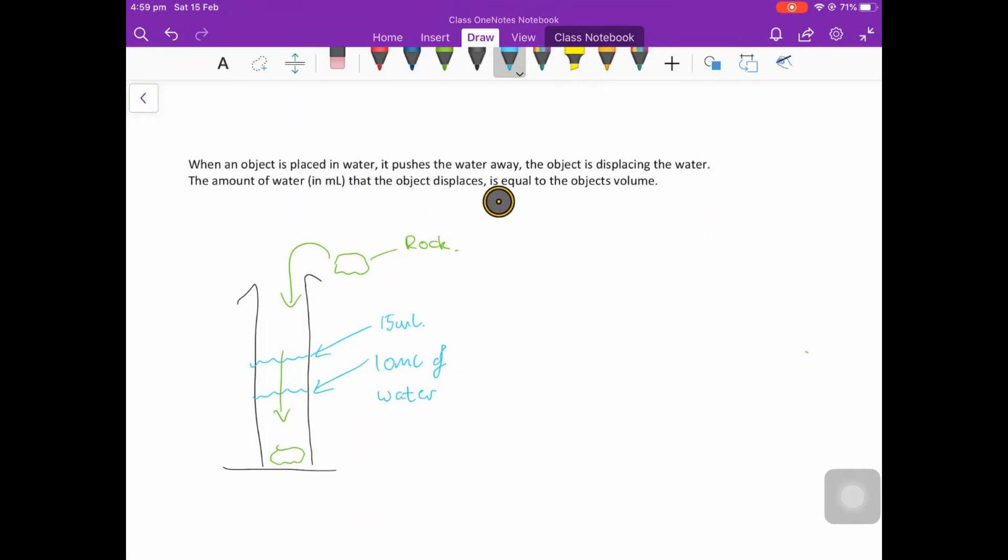Well, the displacement method says that the amount of water in milliliters that the object displaces is equal to the object's volume. So the volume of the object is equal to 15 milliliters. So the volume of the rock is equal to 15 milliliters minus 10 milliliters. And that is, of course, 5 milliliters. And the volume of the rock is therefore 5 centimeters cubed.